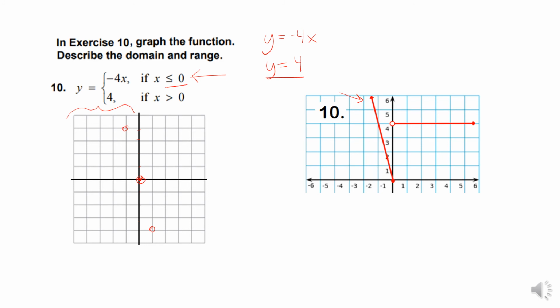The next one is y equals 4, and right away I see that that's a horizontal line, and it only applies when x doesn't equal 0. So I've got an open circle.